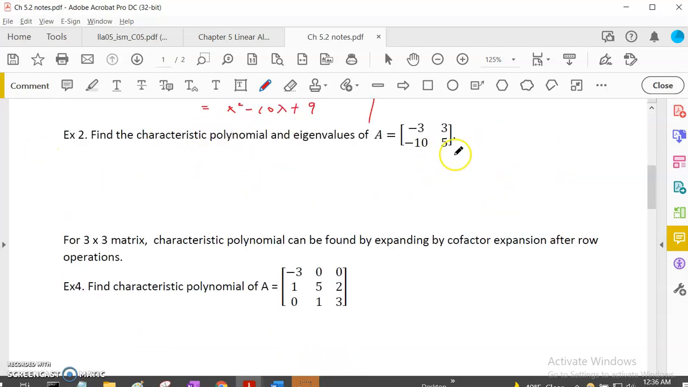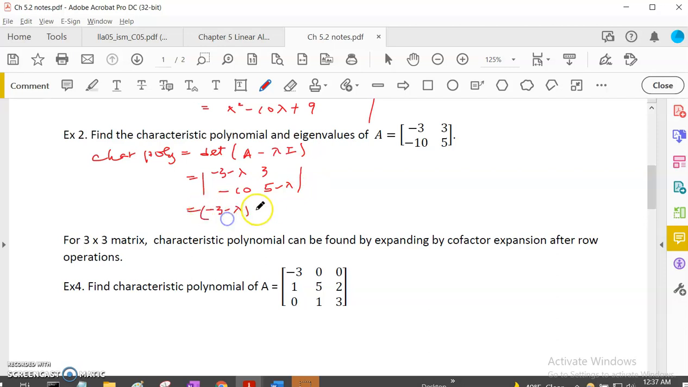The second one is still a 2 by 2, so for the characteristic polynomial you're going to determine the determinant of A minus lambda I. That means the determinant of negative 3 minus lambda, 3, negative 10, 5 minus lambda. So that means negative 3 minus lambda times 5 minus lambda plus 30. If I multiply everything out, it will be negative 15 plus lambda squared minus 5 lambda plus 3 lambda plus 30.